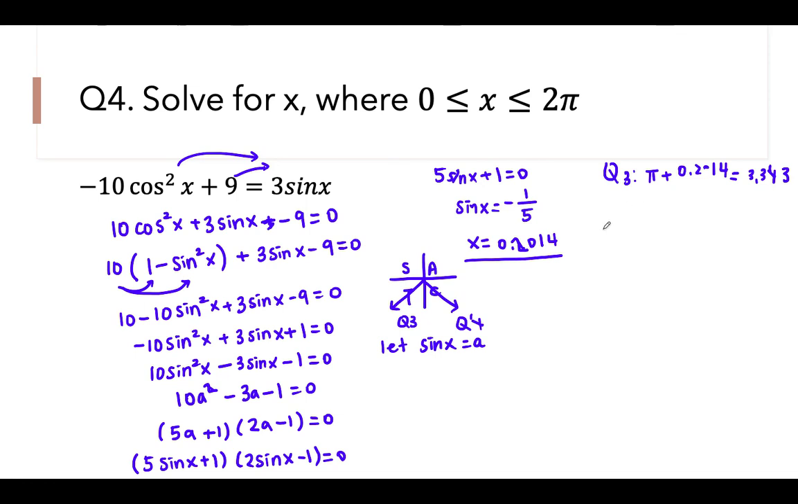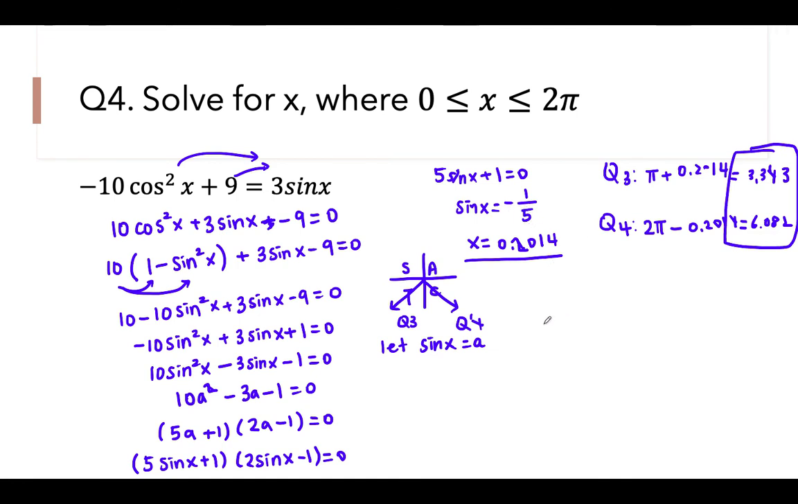And then for quadrant 4, because it's going to be 360, you're going to do 2 pi minus theta, which is my related acute, 0.2014. And that's going to give me 6.082. Okay, so these are my two answers for the first factor.